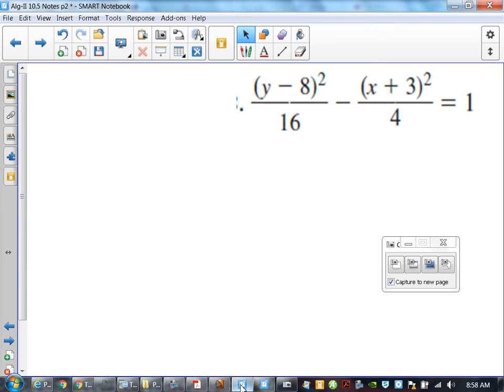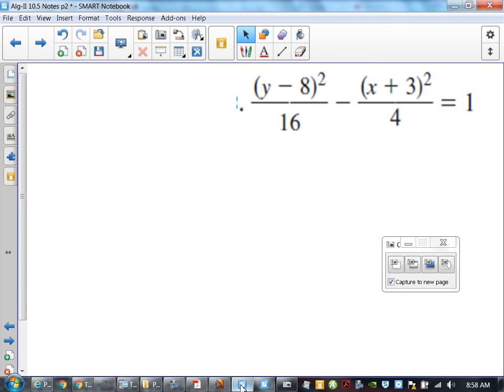Just one. This is the hyperbola. Why is it a hyperbola? Because there's a subtraction. Hyperbolas are the only ones that have subtraction. And it opens up and down. The one thing that I will tell you, I have been known to mess with signs.